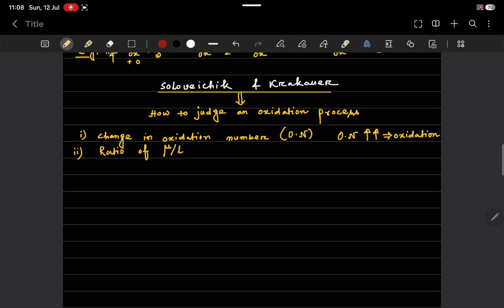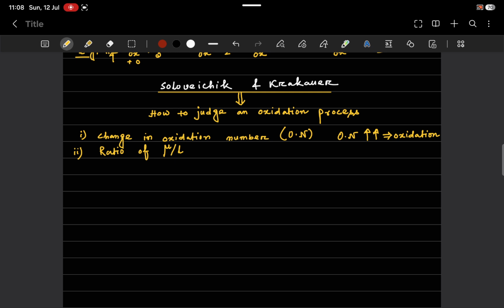So let's say some species is getting oxidized. Then the dipole moment of the particular molecule will change, and as the oxidation number increases, the bond distance will also change. So from that particular ratio we can also comment on the oxidation process.